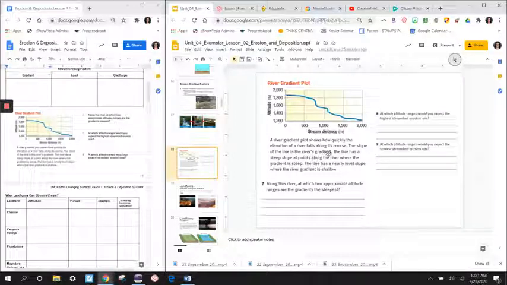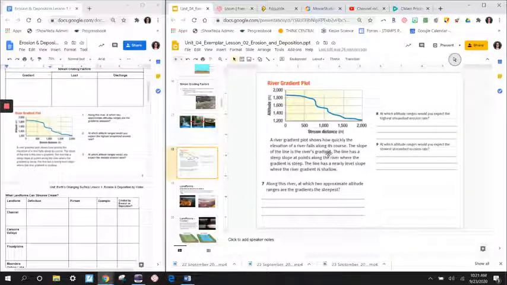So the river gradient plot shows how quickly the elevation of the river falls along its course. The slope of the line is the river's gradient or steepness. The line has a steep slope at points along the river where the gradient is steep. The line has a nearly level slope where the gradient is shallow.